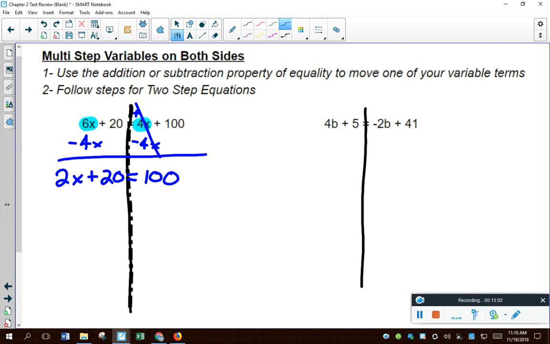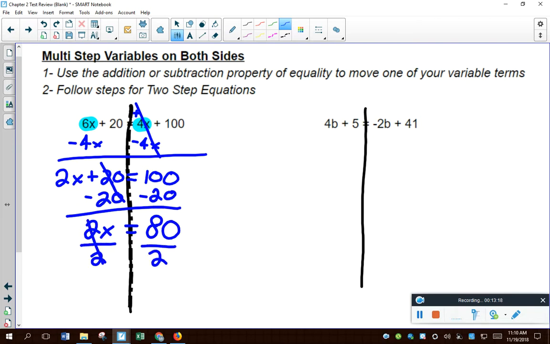Now we have a normal two-step equation again. So plus 20, I'm going to subtract it from both sides. So we have 2x equals 80. We divide both sides by 2, and x equals 40.